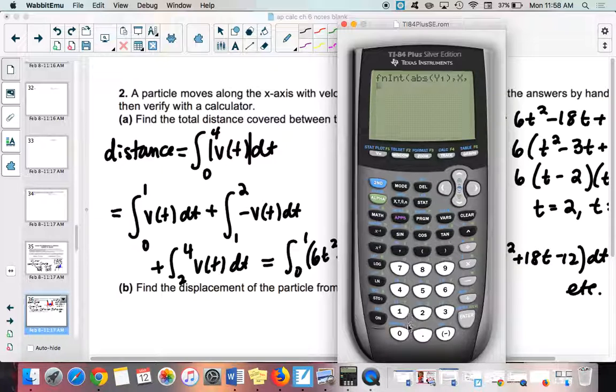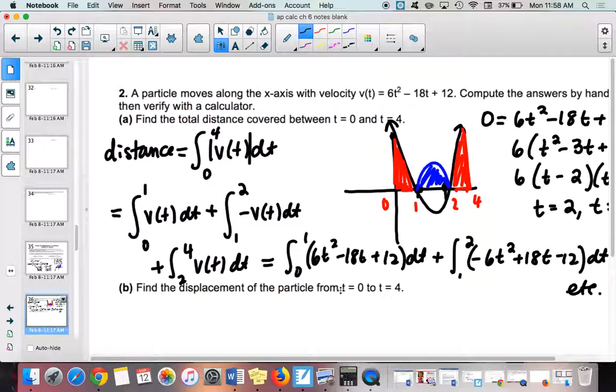And we want our x values to go from 0 to 4. So I'm doing the absolute value of the y1 function from 0 to 4, and I hit enter. And so my answer should be 34. So all of this will end up equaling 34. Okay. So let's think about this. The displacement, is it going to be equal to 34? Is it going to be more than 34? Or is it going to be less than 34?